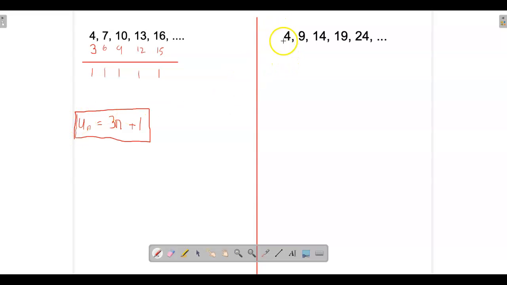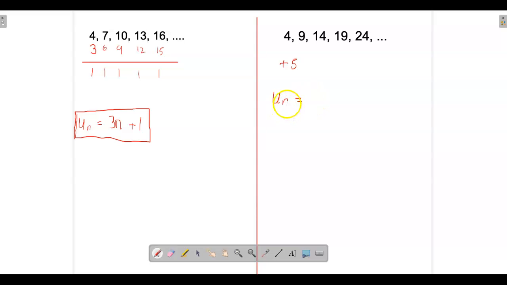Now let's look at this one here. I don't actually have to write the formula like this. What I could do is, if I know the common difference, which is 5, I know that I'm just basically adding 5 to the previous term. So I'm going to say that un equals, and I'm going to think about the previous number.